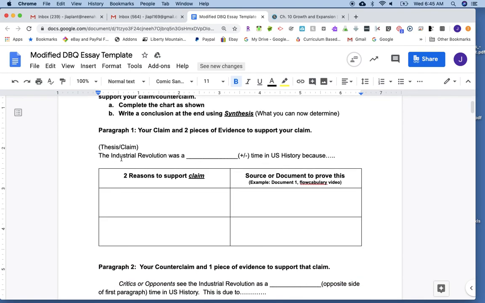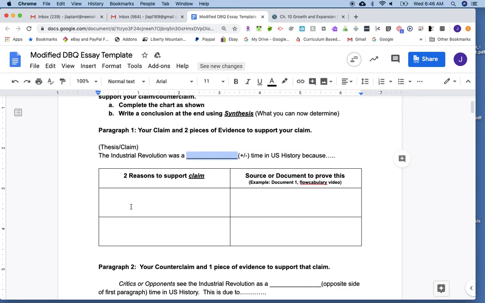So the Industrial Revolution was, and he has a plus minus. So was it a positive time or a negative time in U.S. history? Now remember, you could go either way. They both can be correct answers. It's how you support it, meaning giving 2 reasons to support why it was positive or why it was negative. And in reality, there's positives and negatives. But in this paragraph, we want you to focus on only one, the positive or negative.